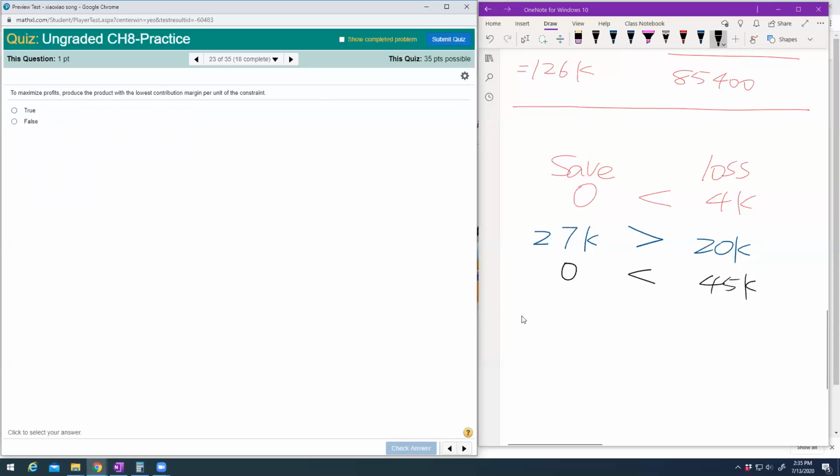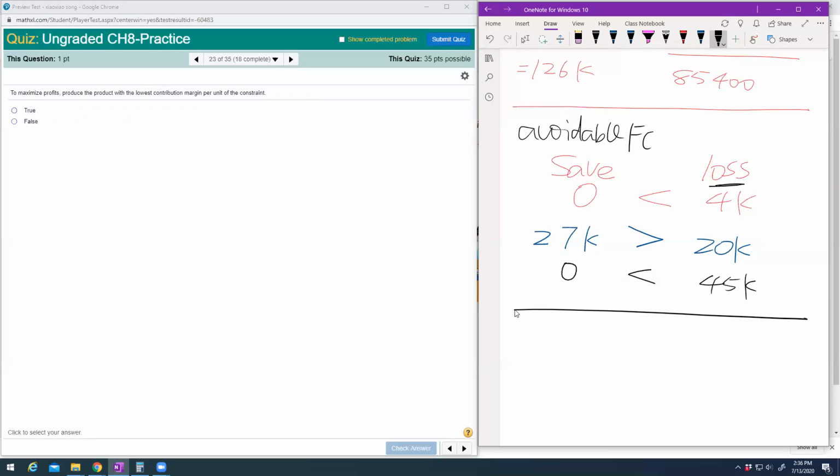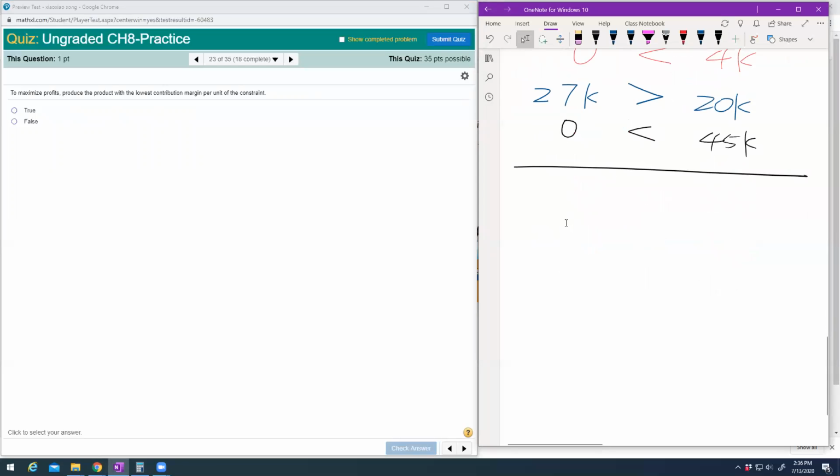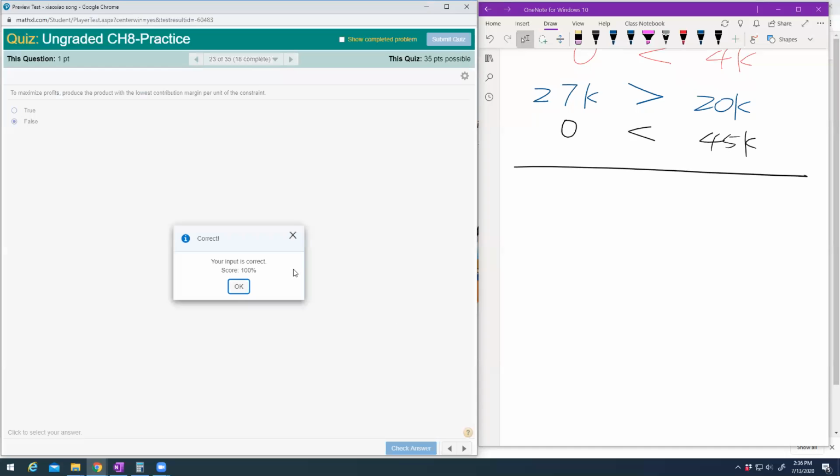So for scenario 2, whether you should discontinue it, we look at the money we will save from the avoidable fixed cost and compare that with the money lost from the contribution margin. Okay, next situation: if we have a constrained resource, we should focus on the one with the higher contribution margin per unit, not the lower, right? So we should focus on the higher one.